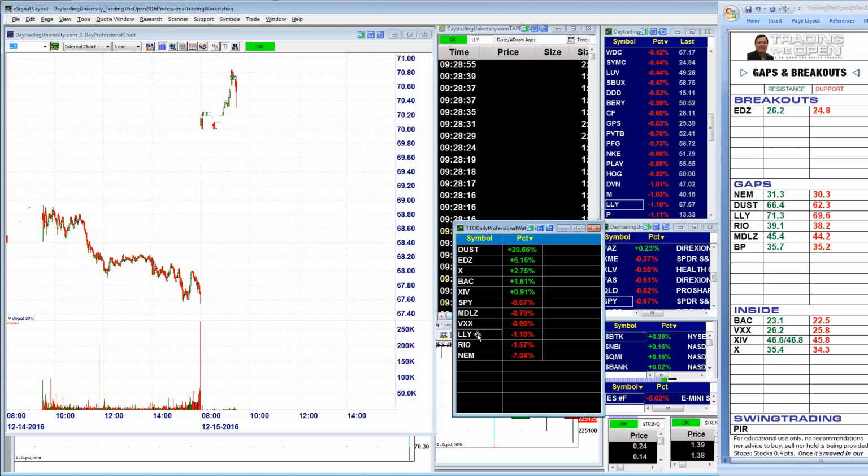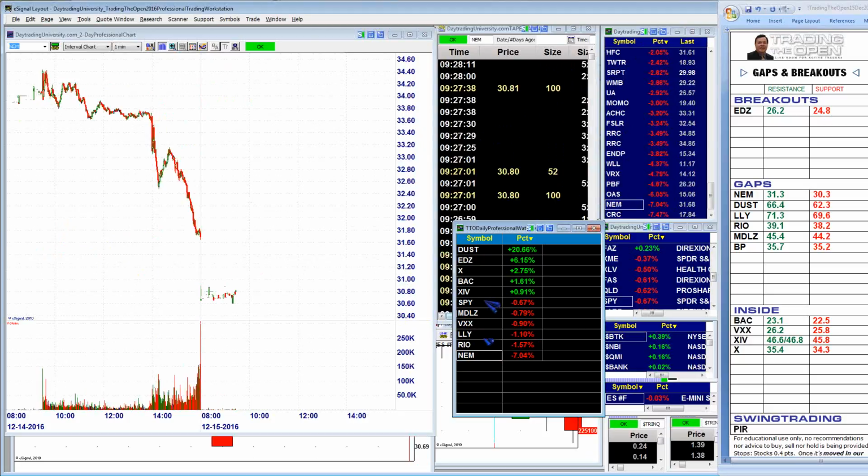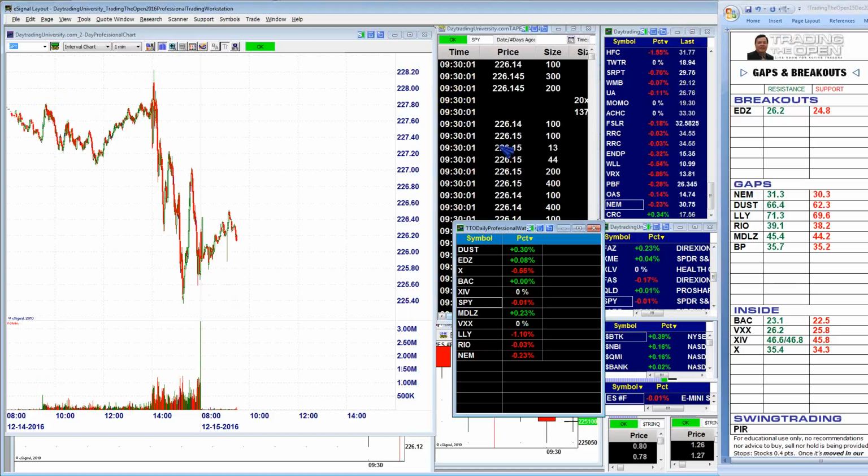Eli Lilly also gaps up nicely. We'll see if that's able to take out new highs. Gaps down in Rio and Newmont. And here we go in 5, 4, 3. Are you ready? 2, 1, 0. Ding, ding, ding, ding, ding. Let's see who gets an early lead.